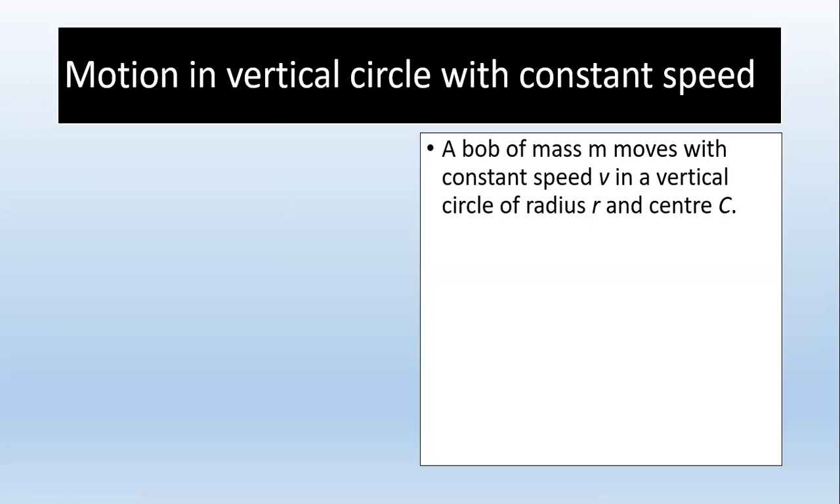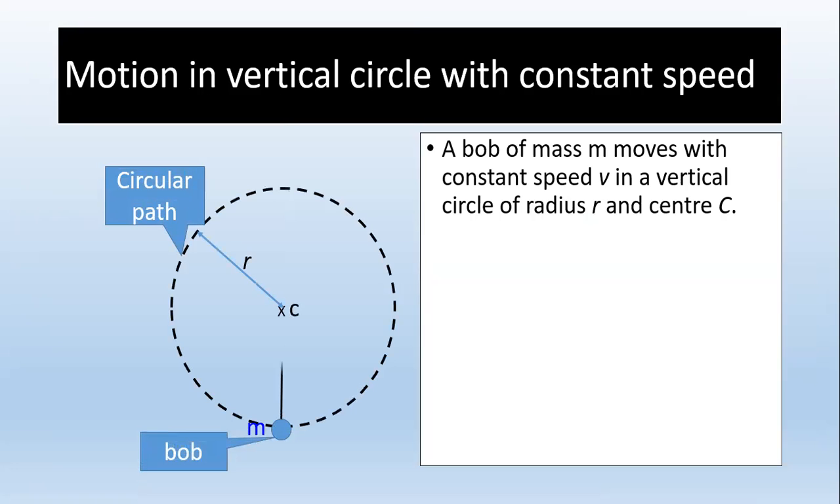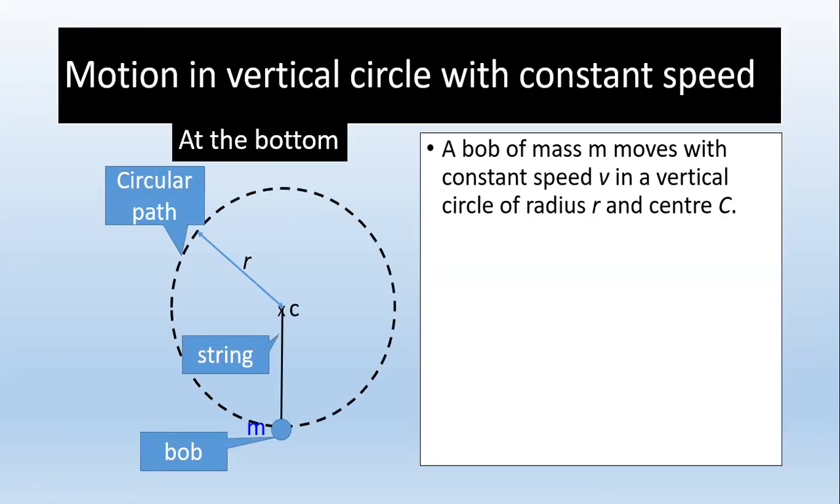Motion in a vertical circle with constant speed. A bob of mass m moves with constant speed v in a vertical circle of radius r and center c. That's your vertical circle. Your center is c, that's your radius of the circle. You start at the bottom there. That's the mass, that's the bob, that's your string. So at the bottom, that's your velocity, v. Speed also v.